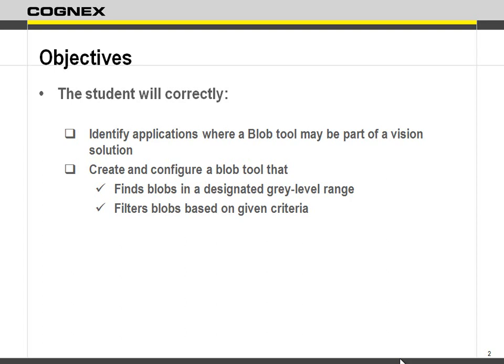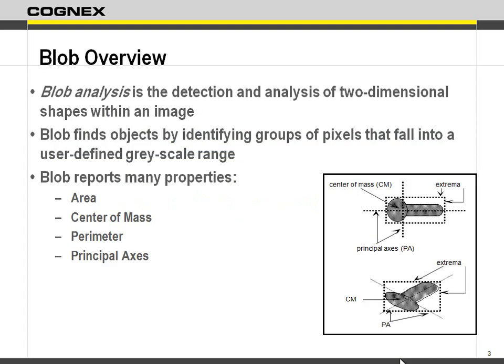We're going to be able to find a certain blob in a designated gray level range, and we're going to set up some criteria that filters them. So blob analysis. What we're trying to do is look at a two-dimensional representation of some type of image. It's either going to be light on dark or dark on light. And some of the information it's going to give back to you is stuff like area, your center of mass, your perimeter, as well as what your principal axes are.